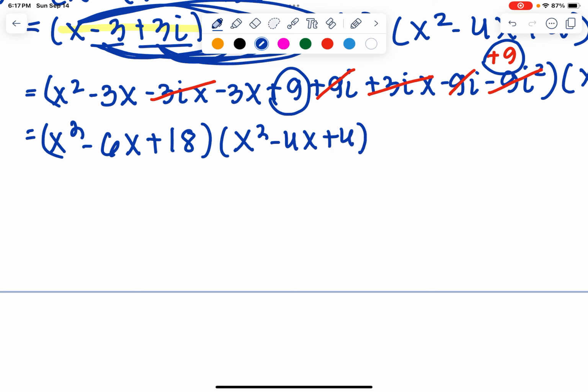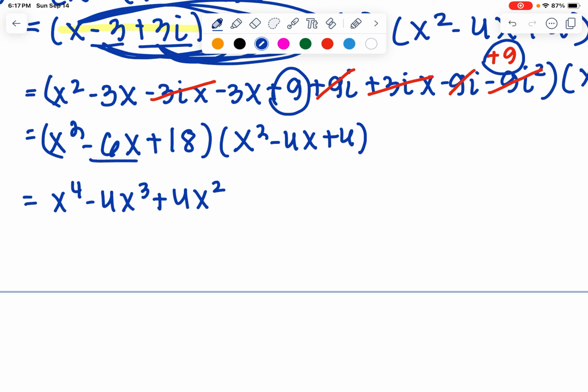Now let's just multiply this out and see what we get. X squared times x squared is x to the 4th. X squared times negative 4x is negative 4x cubed. X squared times 4 is 4x squared. I see the pattern of 4, 3, 2 there. It makes me feel good.